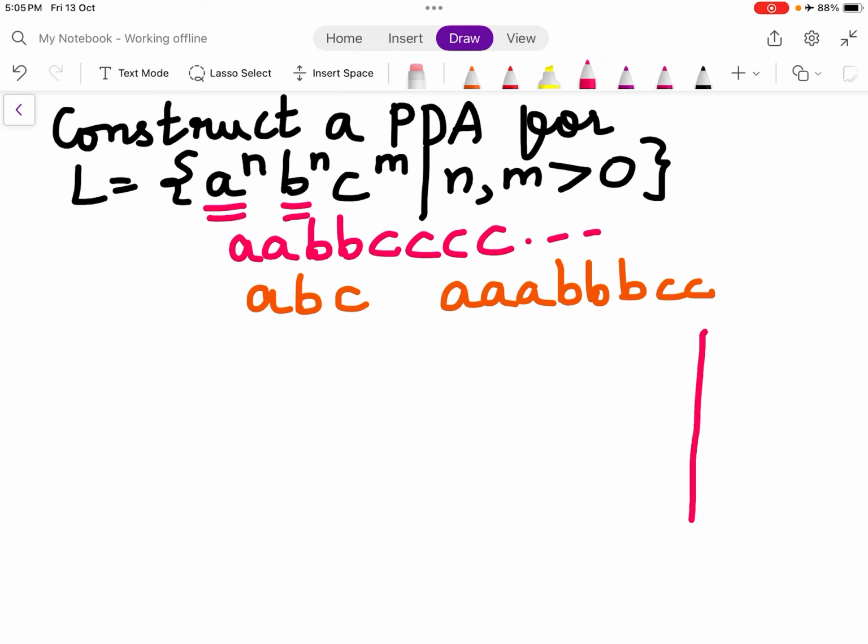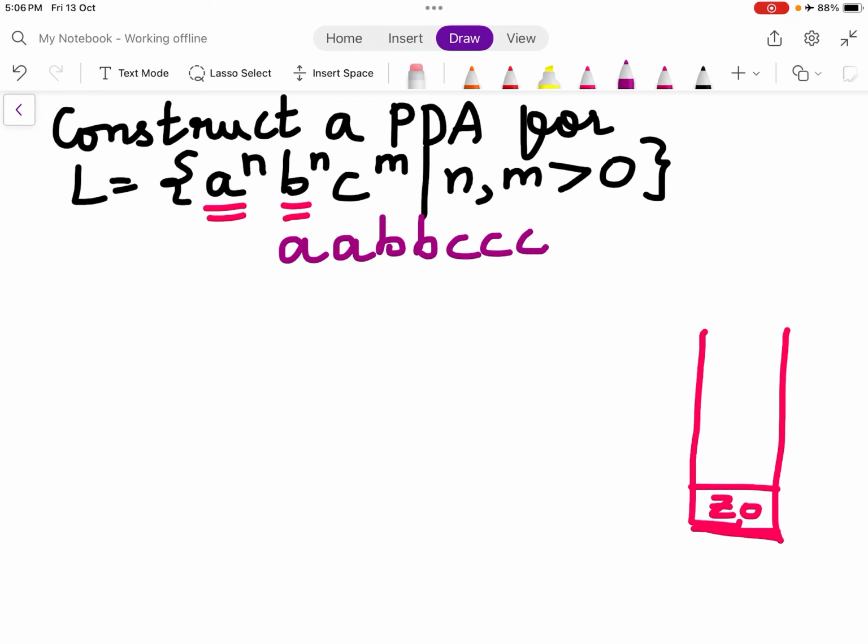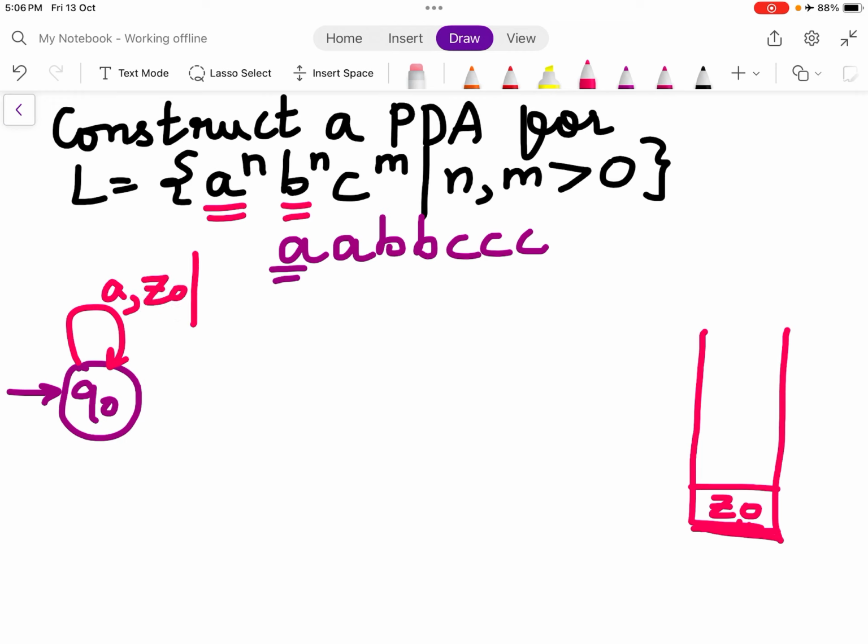Now in this you have a stack and you have a symbol Z0, that is your initial stack symbol. Let's say for example you have A, B, B, C, C, C in the string. Now initially you have Q0 and the string, and the first letter in the string is your A. On the stack you have a Z0. So A comma, on top of the stack you have a Z0.